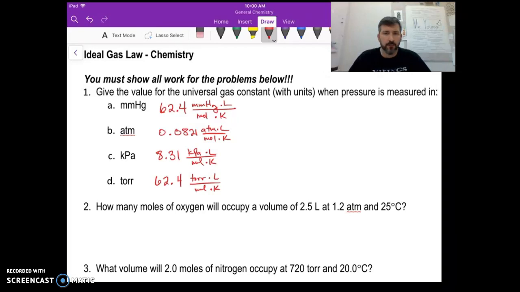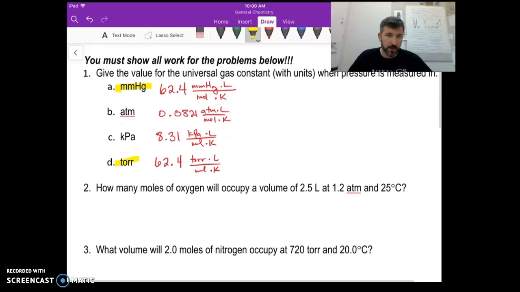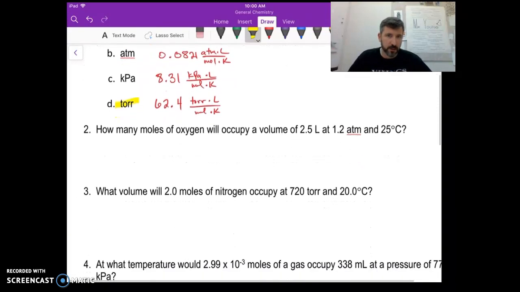Okay, so there are the three different numbers that we'll use for R. One of them is repeated because, of course, millimeters of mercury and torr are synonymous. They're the same thing, so therefore they have the same R value, 62.4. But we want to make sure that we have that right before we get started, because if you have the wrong R value, you're never going to get the answers correct.